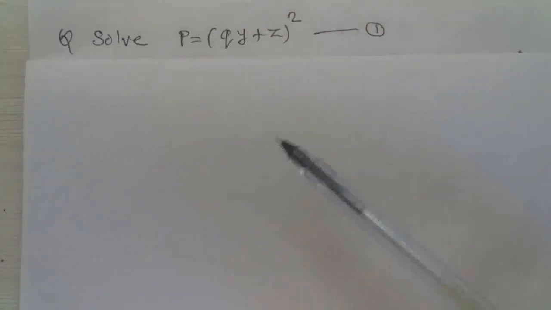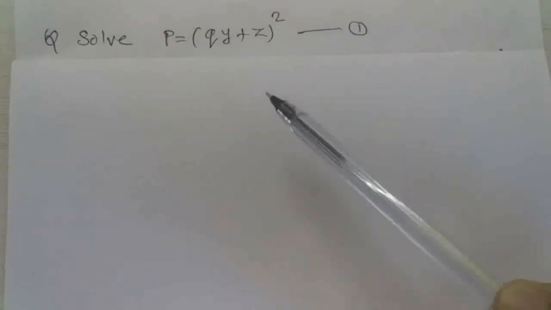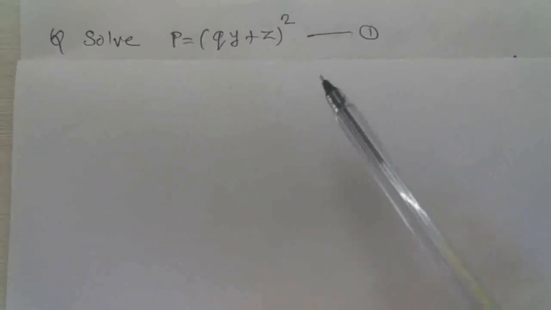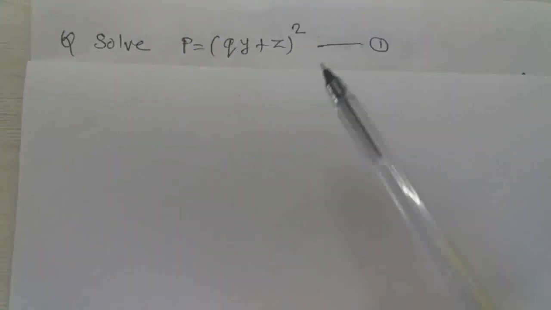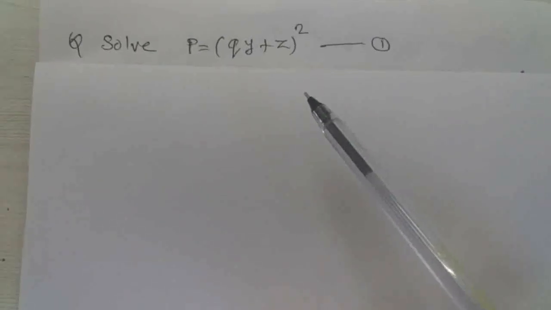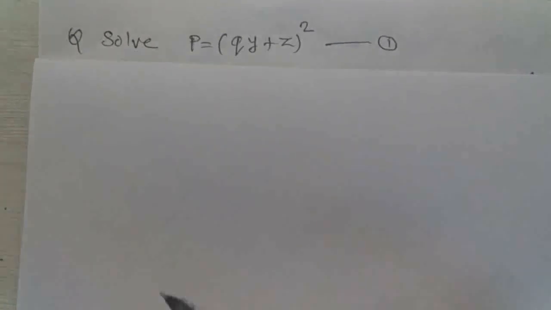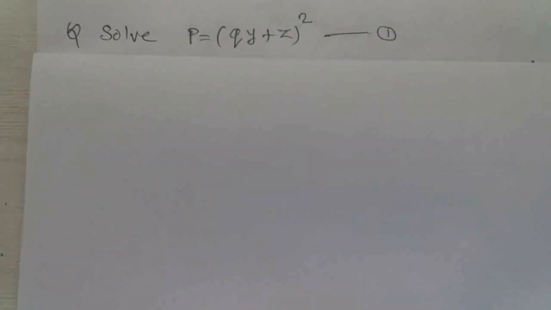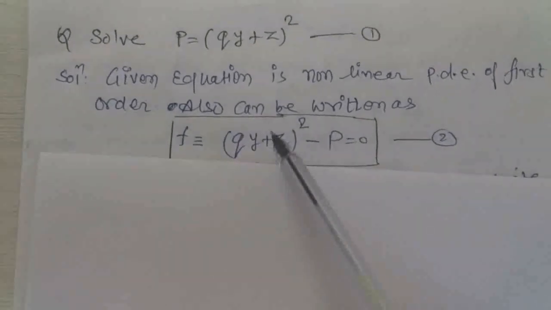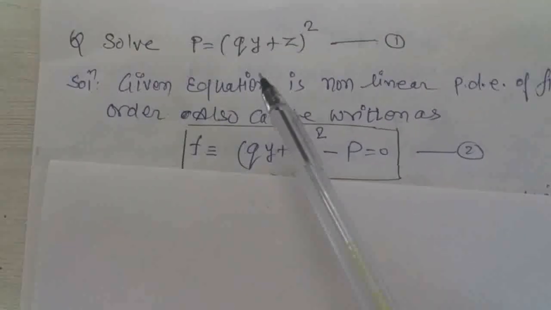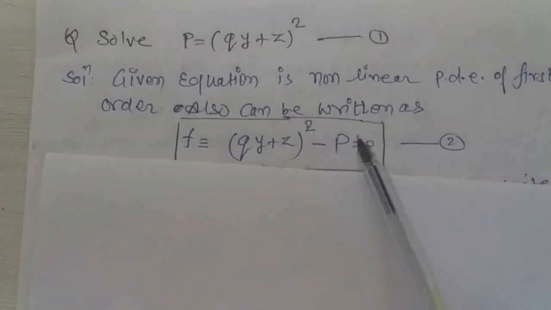Next question is, solve p equal to qy plus z whole square. So this is a non-linear partial differential equation of first order, and since this equation is not in standard form, therefore we apply the Charpit method to obtain its complete integral. We write the given equation as the function f equal to qy plus z whole square minus p equal to 0.